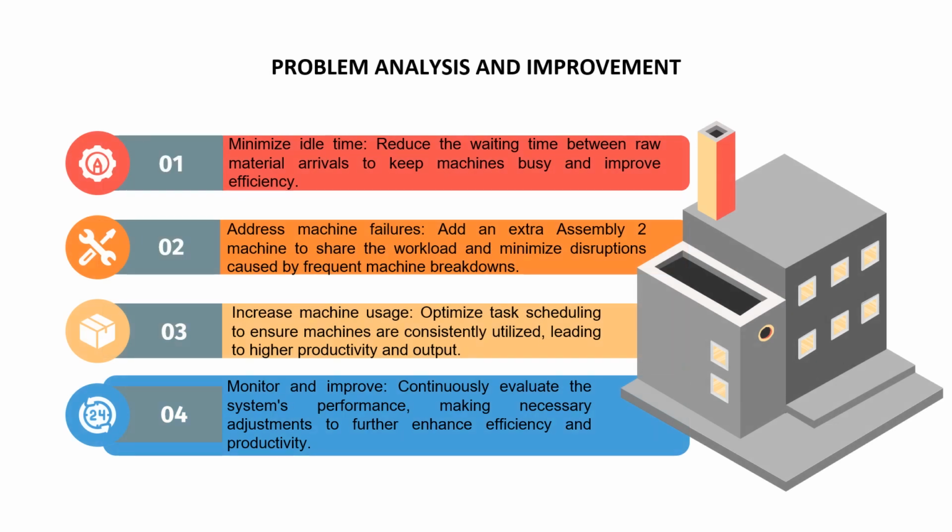Problem analysis and improvement. First, minimize idle time. Reduce the waiting time between raw material arrivals to keep machines busy and improve efficiency. Second, address machine failures with an extra assembly machine to share the workload and minimize disruptions caused by frequent machine breakdowns. Third, increase machine usage. Optimize task scheduling to ensure machines are consistently utilized, leading to higher productivity and output.